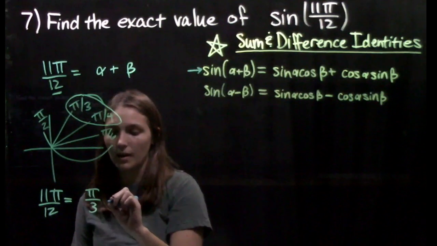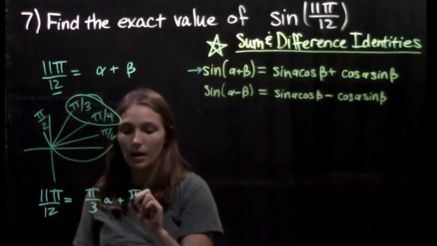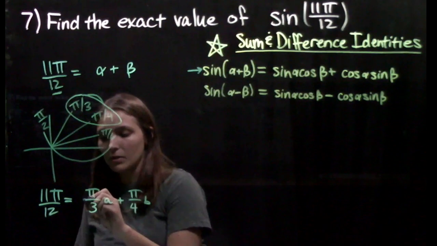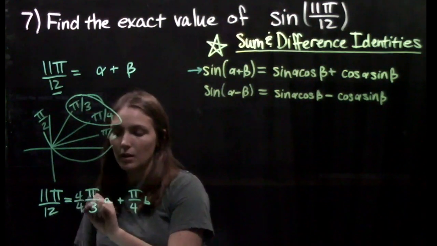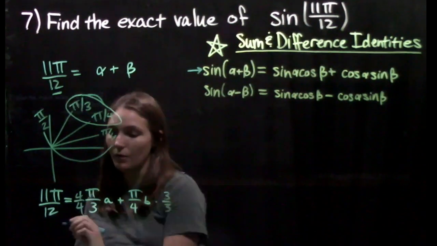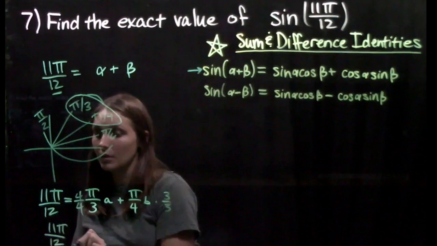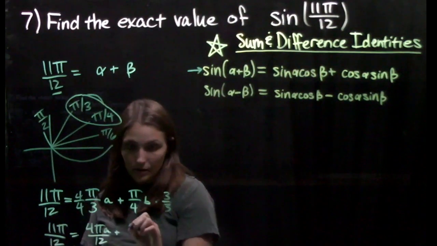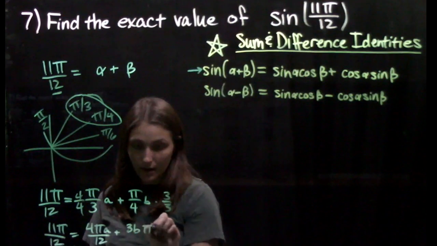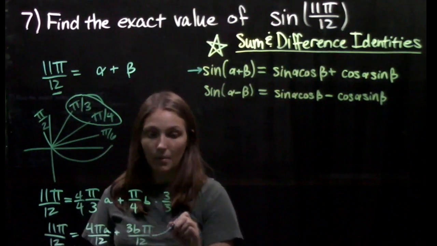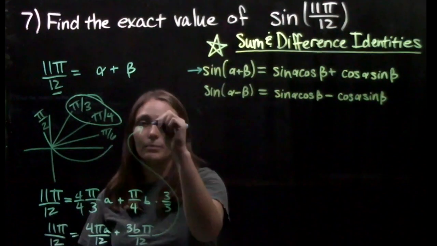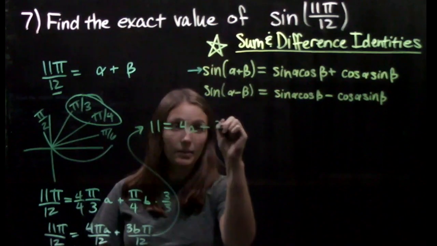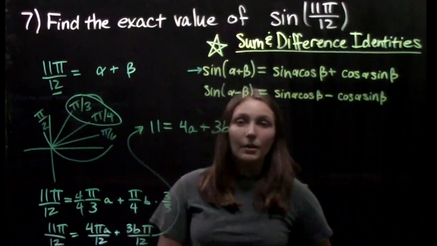So what that means is 11 pi over 12 is going to be equal to pi over 3 times some integer a, plus pi over 4 times some integer b. And now we're going to find the common denominator. So we multiply the first fraction by 4 over 4, and the second by 3 over 3, so that we get 12 on the bottom. So we'll have 11 pi over 12 equals 4 pi a over 12 plus 3b times pi over 12. Now we can get rid of the common factors, the pi and the 12 on both sides. So we'll have 11 equals 4a plus 3b.